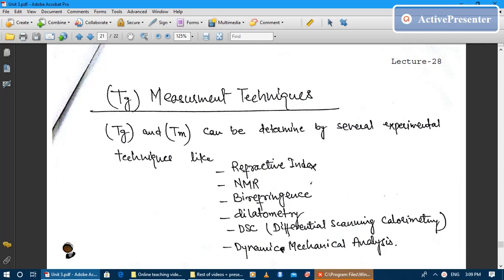Welcome to the 20th lecture of the course Polymer Science and Technology. We will see the measurement techniques for the glass transition temperature.